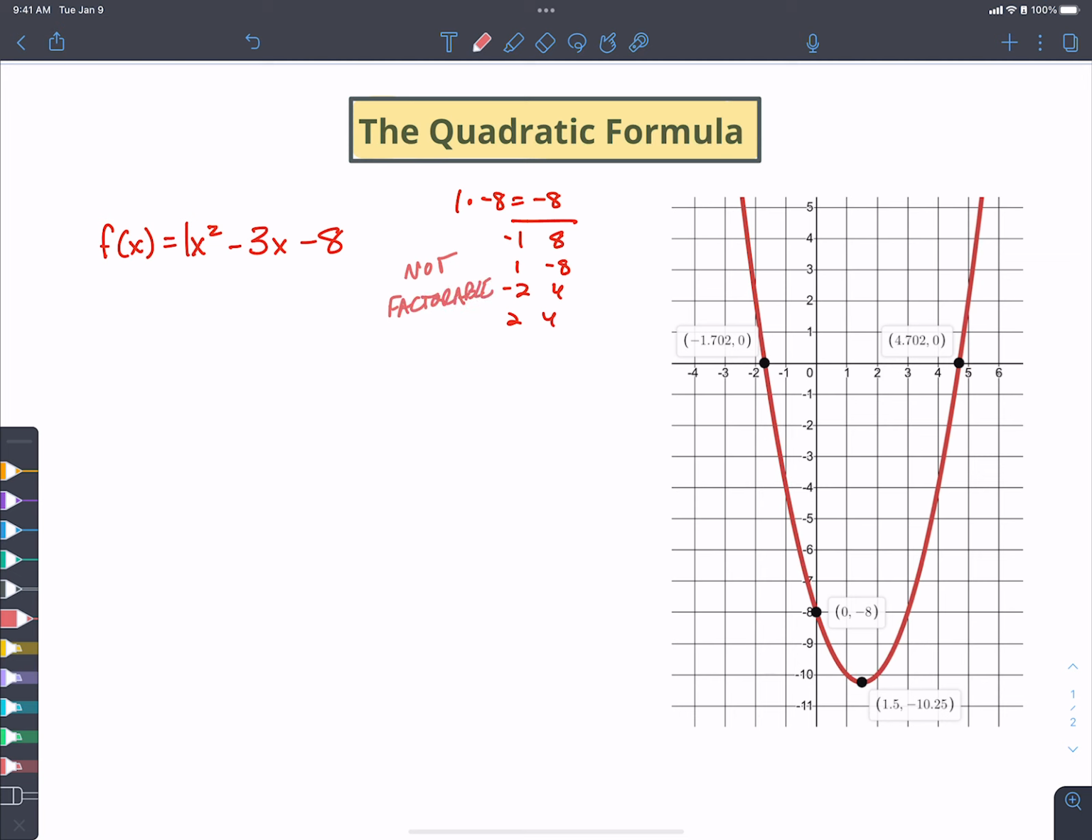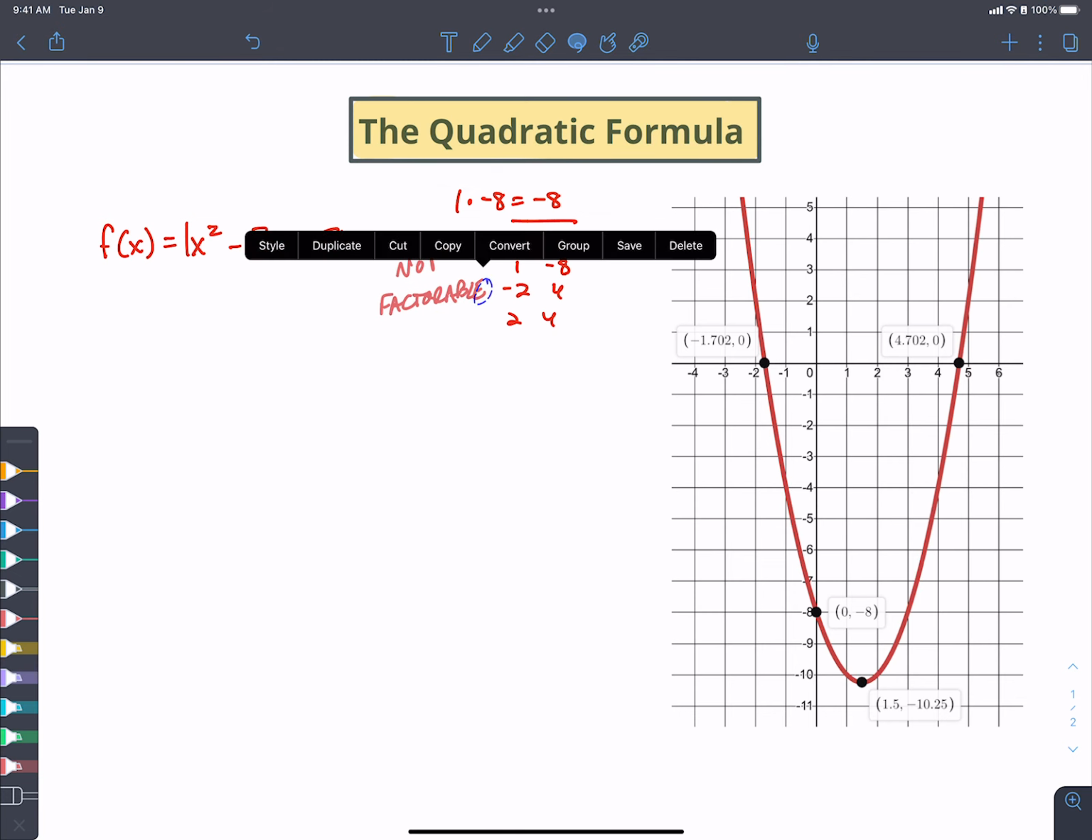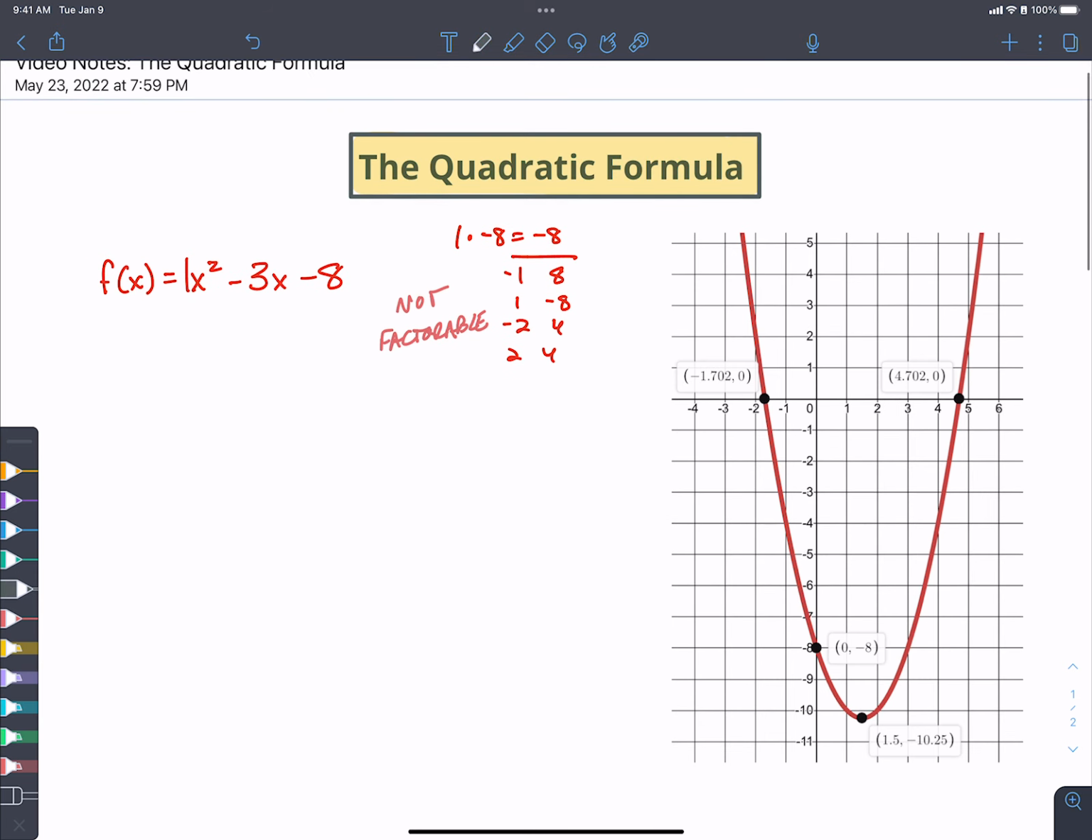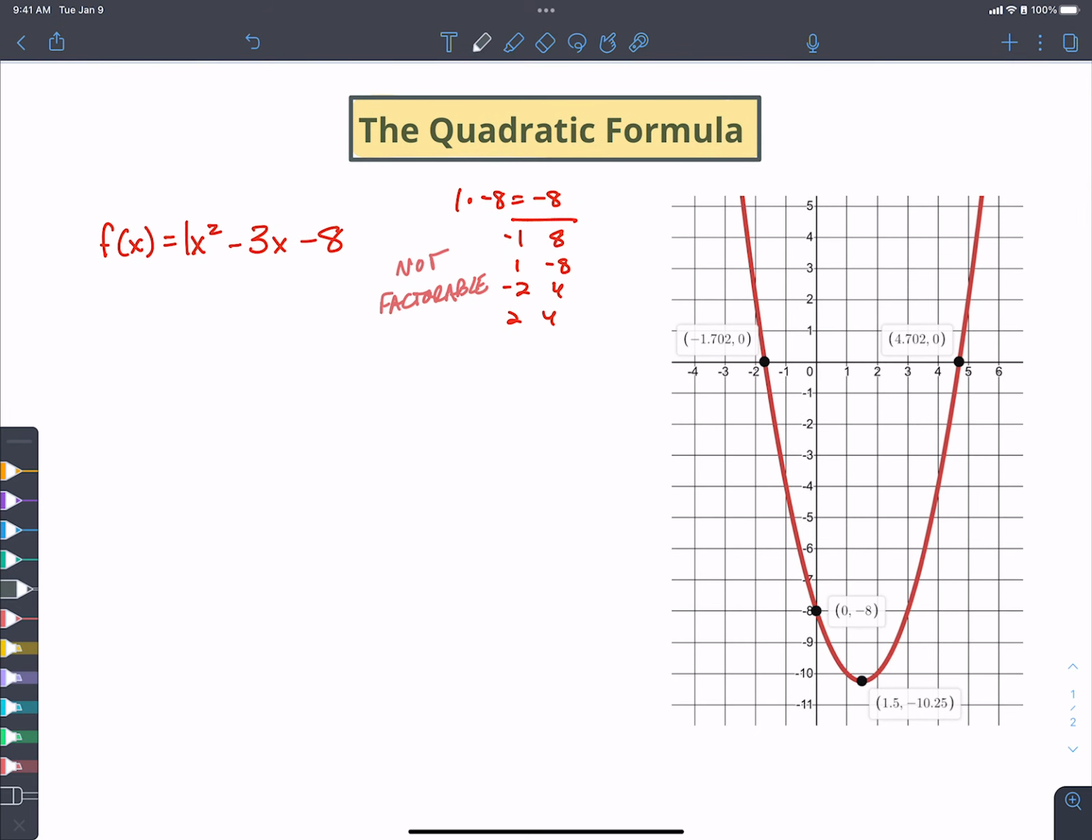But that doesn't mean that you can't graph it. That doesn't mean that it can't be put on the XY axis. So how do we do that? There is an equation that is found through a process called completing the square, and that is the quadratic formula. Now, there's two ways to write this. Most people are familiar with negative b plus or minus the square root of b squared minus 4ac all divided by 2a when you have your equation written in standard form.